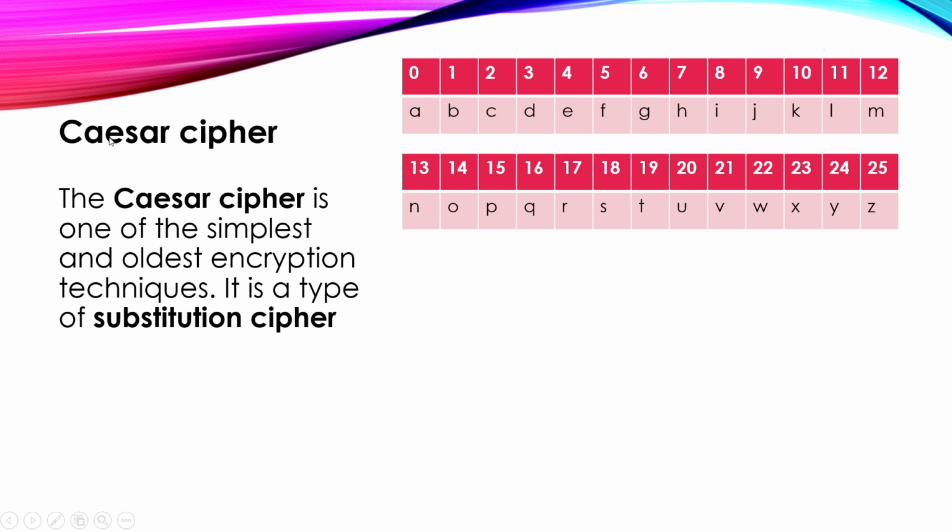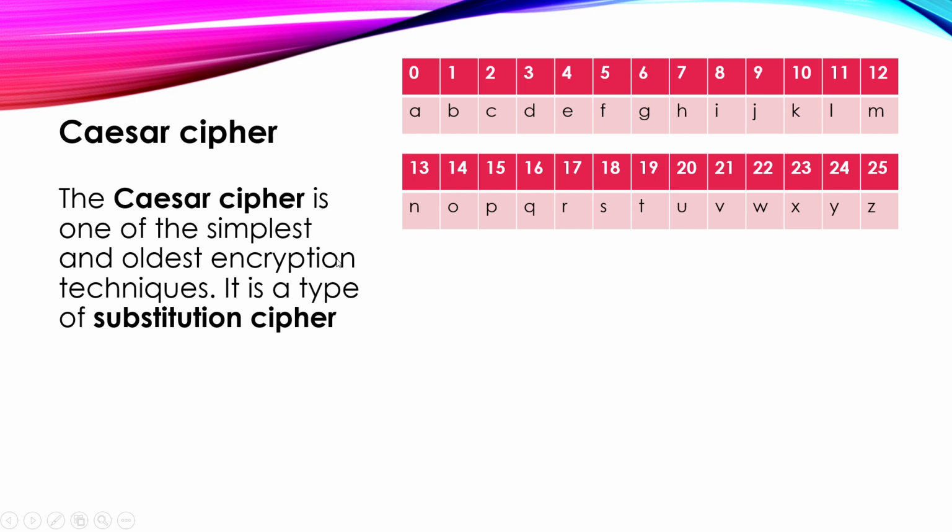First is a Caesar cipher example. Caesar cipher is one of the simplest and oldest methods of encryption. So first we will understand what is encryption. Encryption is nothing but an algorithm performing a transformation, and decryption is always the reverse of encryption.